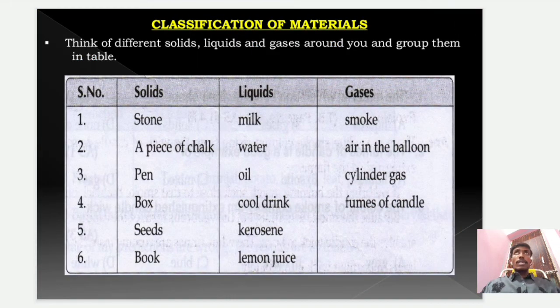Next one, classification of materials. Here we are dividing the materials into three types: solids, liquids and gases. In the table, they give solid materials, liquid materials and gaseous materials separately. Solid material like stone, liquid material like milk, gaseous material like smoke. Collect some other materials and write them in your notebook, continuing the table.